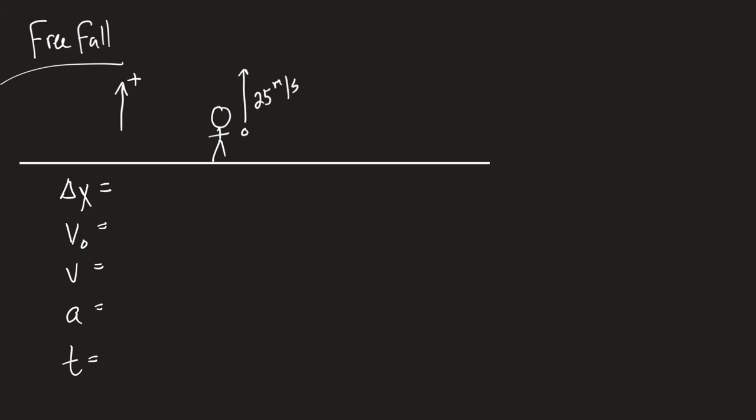And if you don't understand why I'm saying that, give me a chance tomorrow. Because you often make assumptions about whether your answer should be positive or negative. Don't make assumptions. Know from the beginning. State what you will call positive at the start of your problem. By doing this, I know that my initial velocity is positive 25 meters per second.